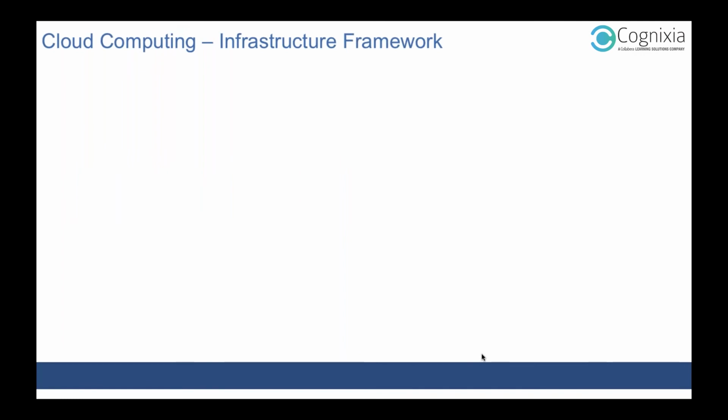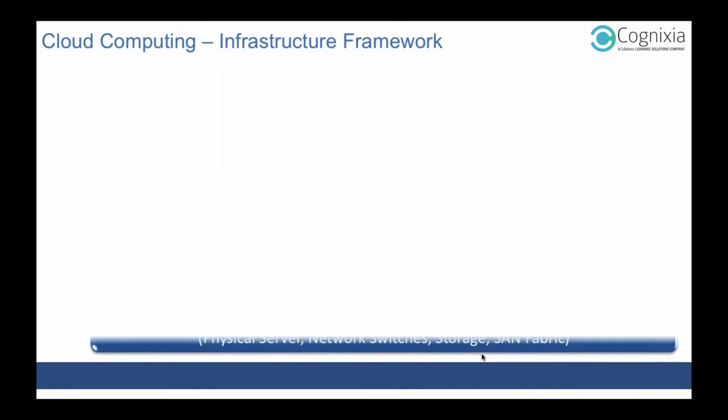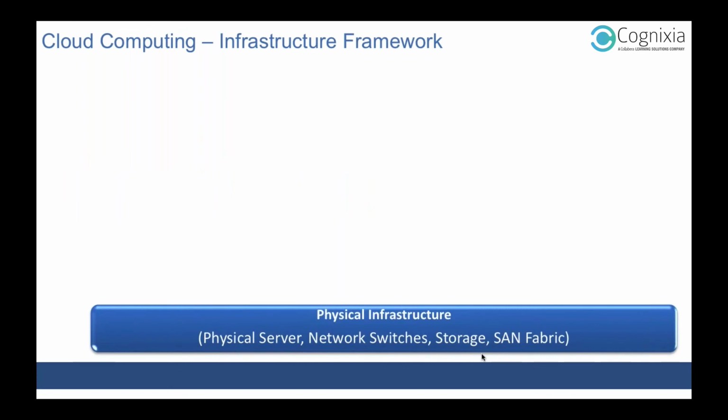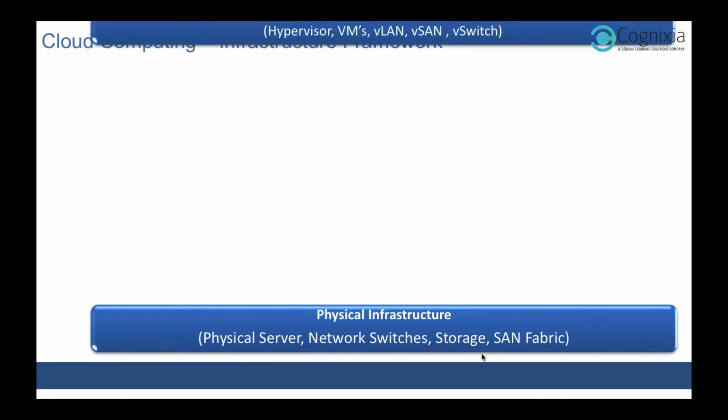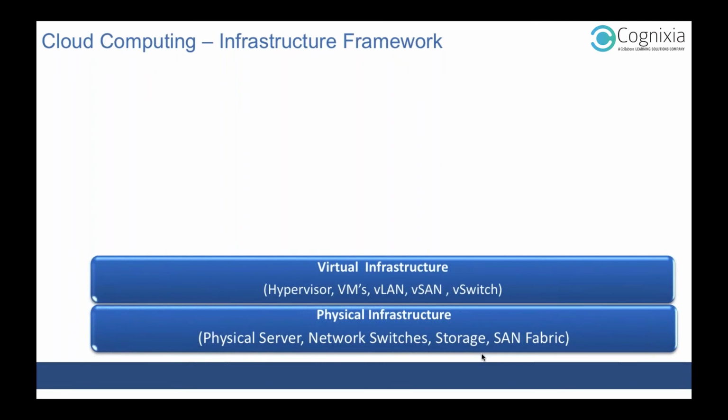So what it takes to build a cloud today is three layers. First is physical infrastructure. That's where you have physical servers, network switches, storage, and SAN fabric. On top of it, you deploy virtual infrastructure. So what does virtual infra do? You are aware, you have hypervisors, which allow you to create virtual servers, virtual network switches, virtual storage, and virtual SAN fabric.